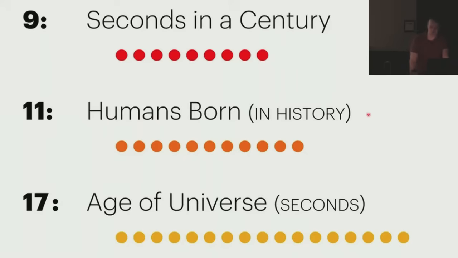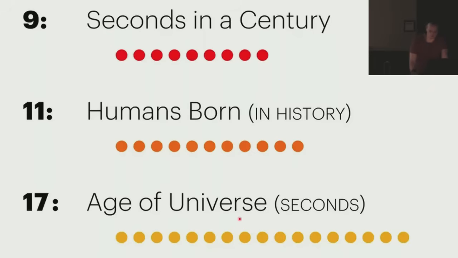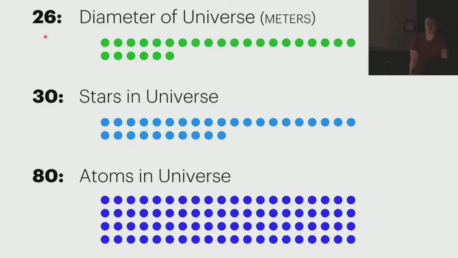Okay, so these numbers are starting to look pretty big. The diameter of the universe in meters, 10 to the 26, right? So if we go 1 meter per second, you cannot traverse the universe in the amount of time the universe has been around. Just interesting questions like that. 10 to the 30, approximately the number of stars in the universe. 10 to the 80 is the number of atoms in the universe.